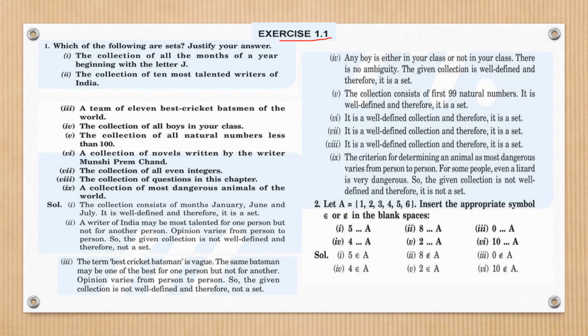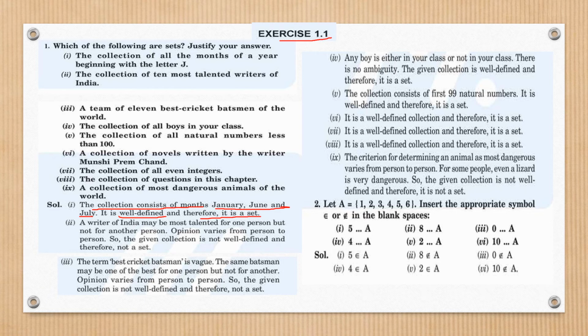Exercise 1.1. Which of the following are sets? Justify your answer. The collection of all the months of a year beginning with the letter J. Right? So you know that this collection consists of the months. Which months will come? January, June and July. Right? So the collection is well defined, and at once I'll be able to call out the names of the months which start with J. Okay? So therefore it is a set.